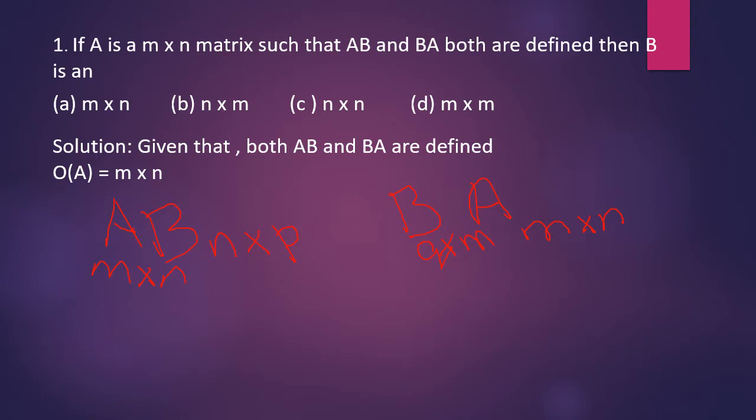So this is possible only when n is equal to Q and P is equal to m, because both are the same matrix B. Here the order shows n by P, n is fixed, P is unknown. Here the order is Q by m, m is fixed, Q is unknown. So n is equal to Q and P is equal to m. Therefore this B is a matrix of order n by m here. So that is option B here.